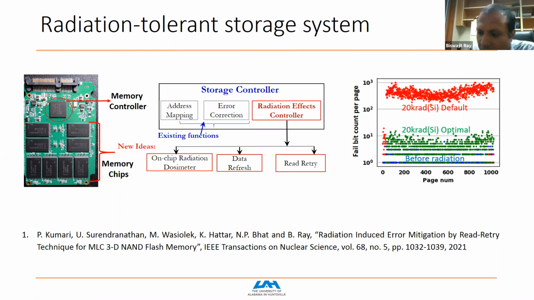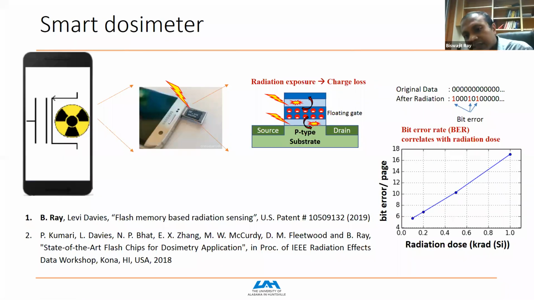So yeah, I think I have one more slide. This is another exciting area of research we are doing. We found that memory is vulnerable to radiation, but can we use it as a radiation detector or radiation sensor? Just think about it, right? Every smartphone has an SD card slot. An SD card is nothing but a flash memory array.